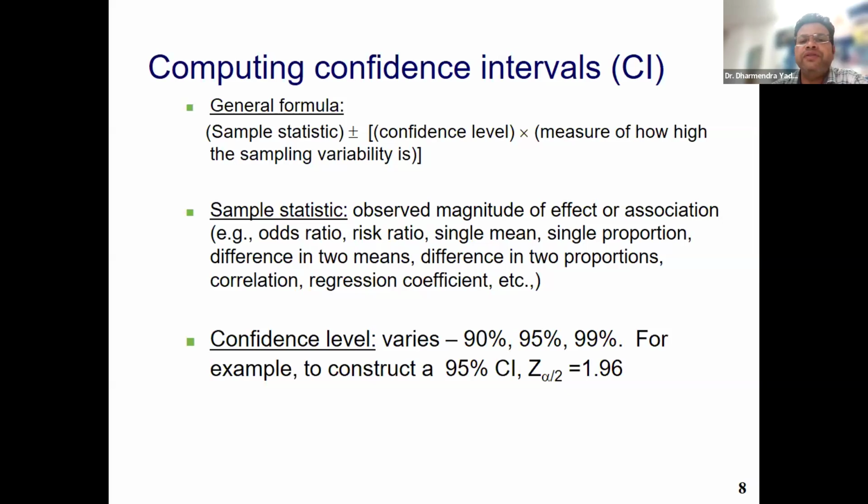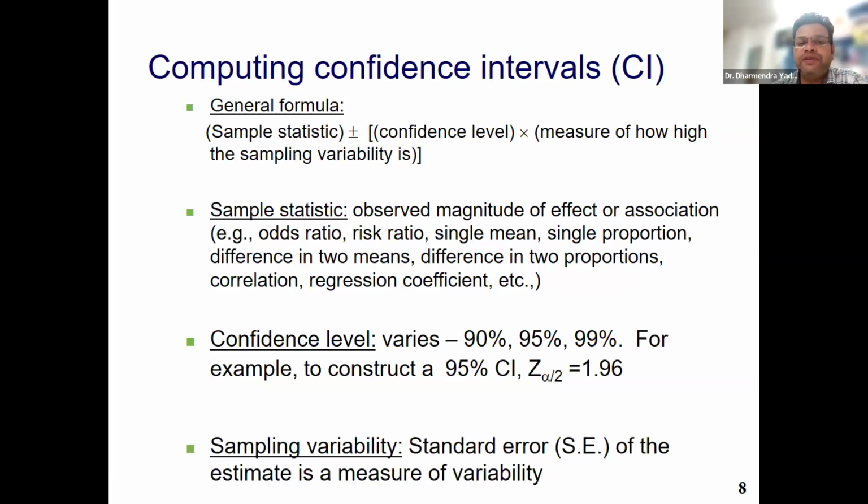How will you compute the confidence interval? We need a sample statistic, a confidence level, and a measure of how high the sampling variability is. The confidence level may be 90%, 95%, or 99%; it totally depends upon the researcher's choice and the nature of your experiment. The sample statistic may be the sample mean, a single proportion, or a difference of proportions; anything associated with your sample is called a statistic.